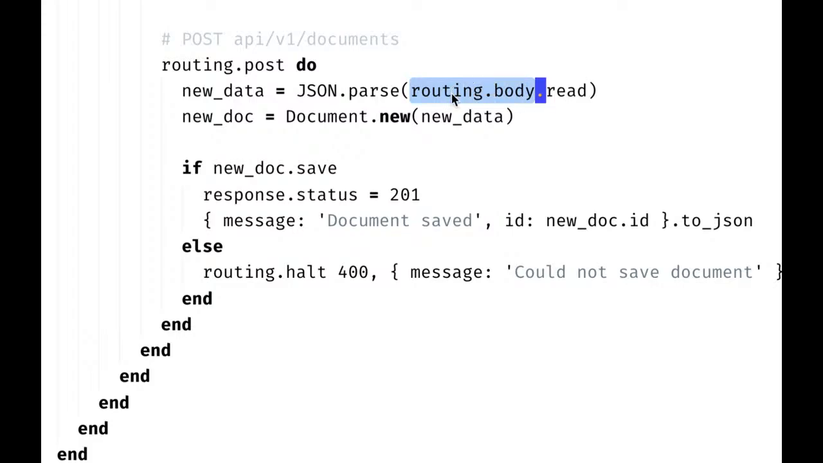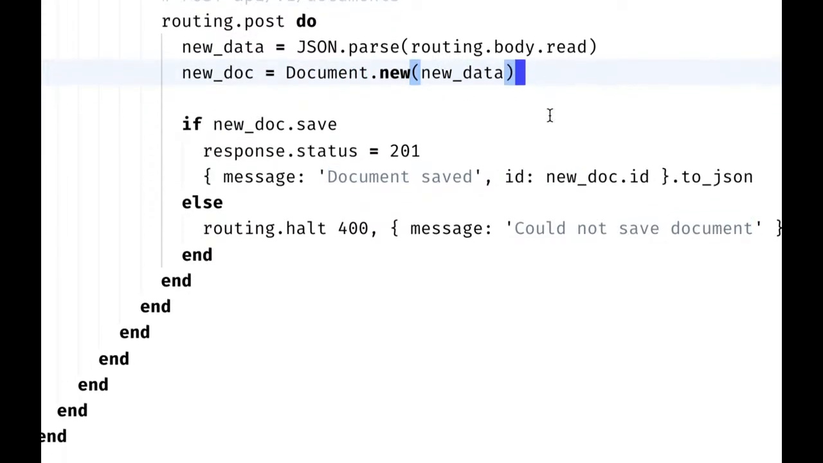I'm saying take the body of the request, and it's a stream, so read says just read the whole body of the request. It'll return to you a string object. And I'm calling JSON and saying please parse this string object as JSON and give me a Ruby hash. So that's my new data, a Ruby hash with all the data that I was asked to create. Then I'm calling my document object, which I'll have yet to show you, and saying please make a new document with this data in it.